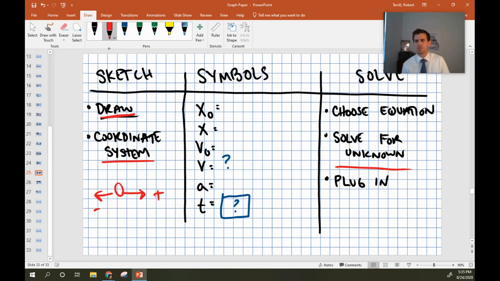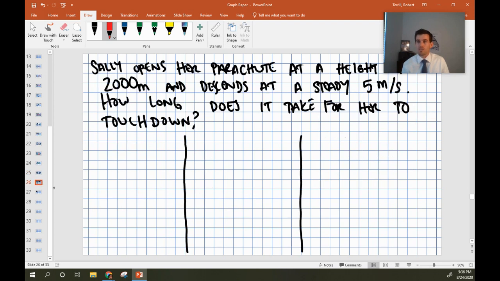Just going back real fast, if you see these question marks, that's for variables you don't know. Question mark with a square around it will be for the ones that we don't know and the problem's asking about. So let's go to our first problem and I'll show you how I do all these things. We have Sally opening her parachute at a height of 2,000 meters. She's descending at a steady 5 meters per second. We want to know how long it takes for her to touch down.